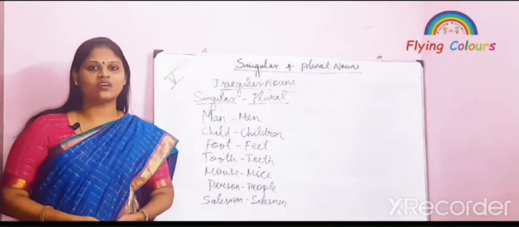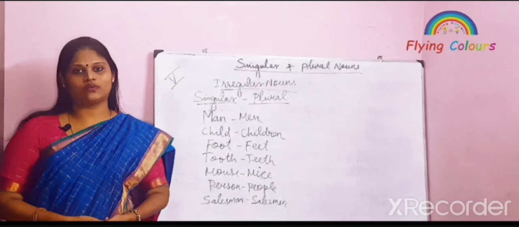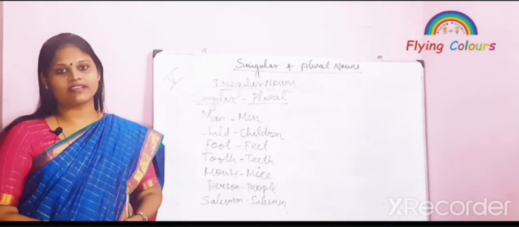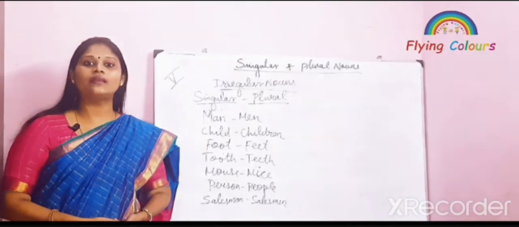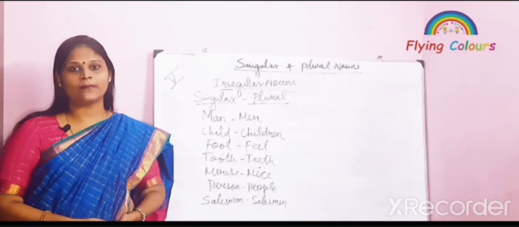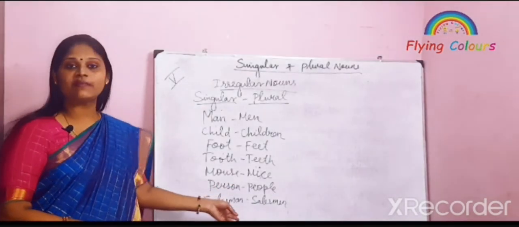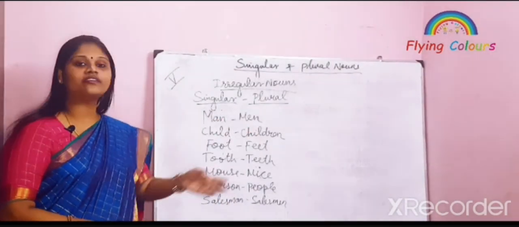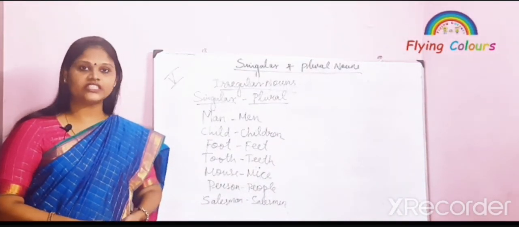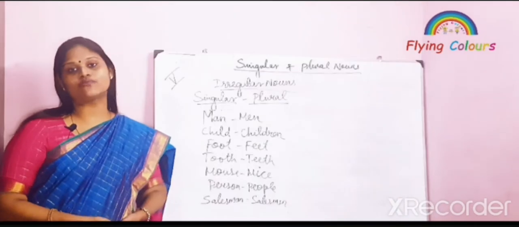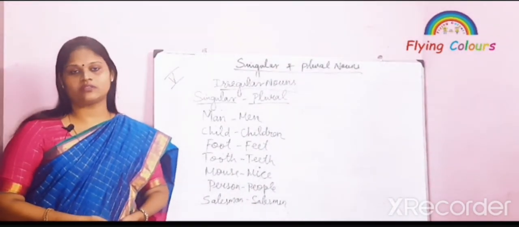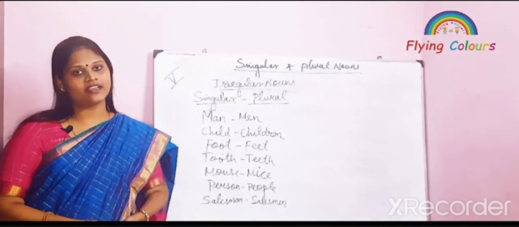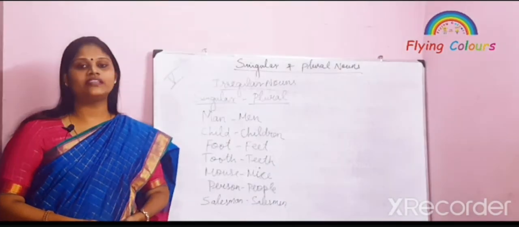Fifth concept of singular plural noun is irregular nouns, changing irregular nouns into plural forms. So let us see some examples of irregular noun. For example, man, men, person, people, then salesman, salesmen, woman, women, then child, children, foot, feet, tooth, teeth. So these are all examples for irregular singular plural nouns. So for this, you need not add S, or you need not drop anything and add IES or VES. So it's all irregular.